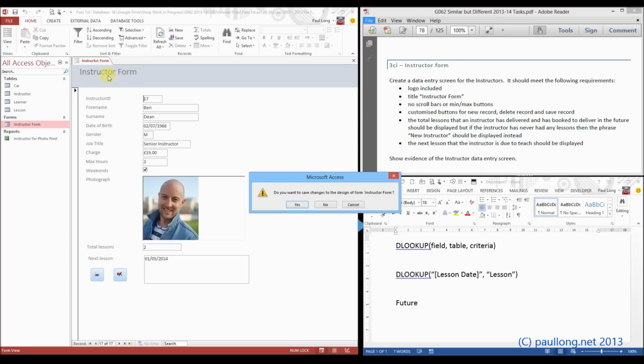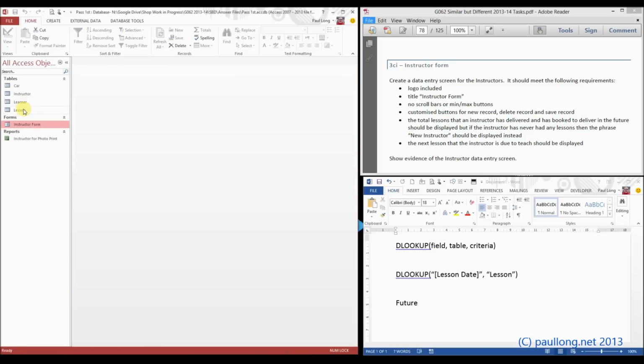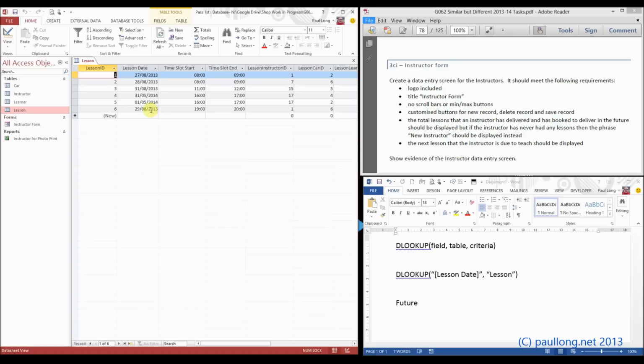So I'm just going to change some of my data and we'll have a look at the lesson table. As I said, it's the 15th of October 2013. I'm just going to write that down so that you can see. And we're going to have a look at these lessons again. I'm going to have one that is today, the 15th of October 2013, at 4 o'clock. And I've got one next year, on the 1st of May 2014, at 4 o'clock.